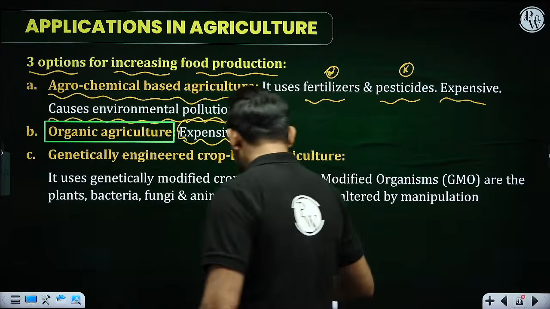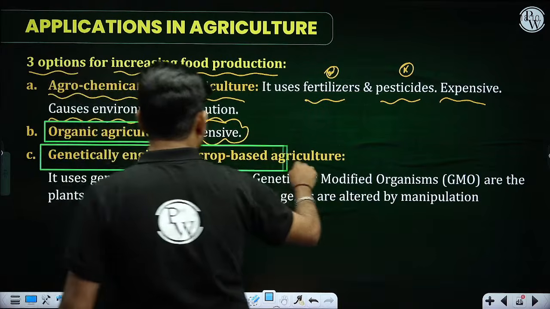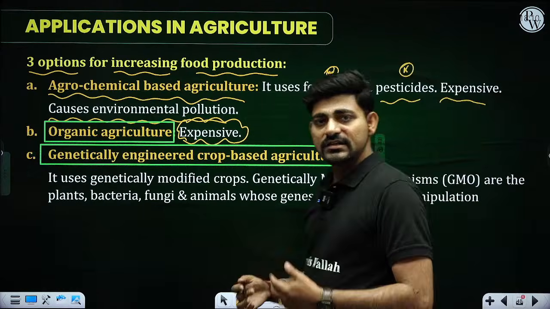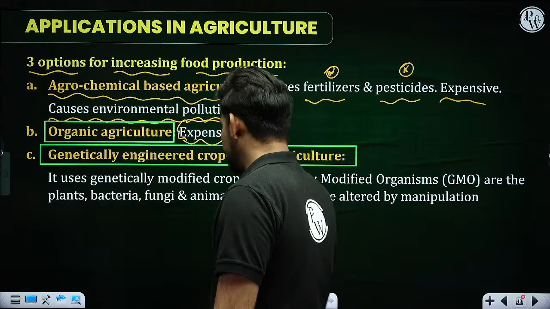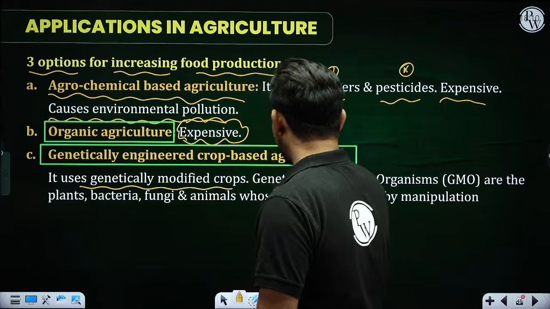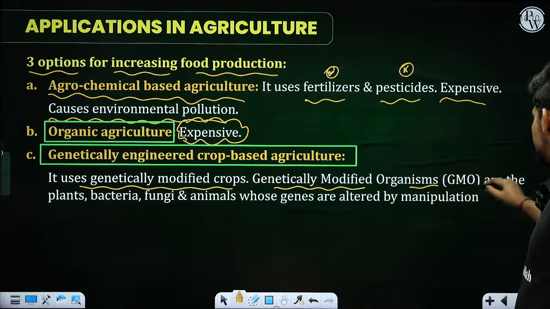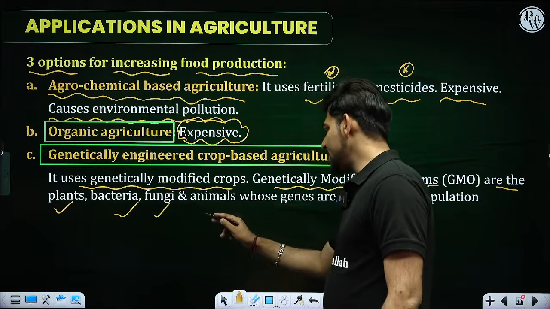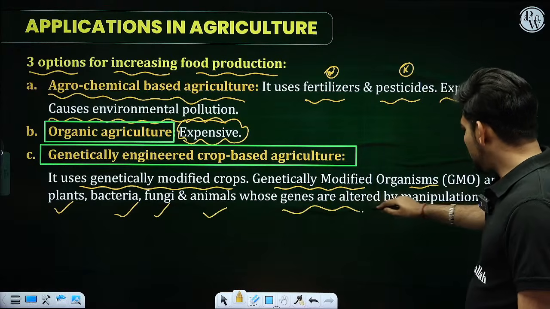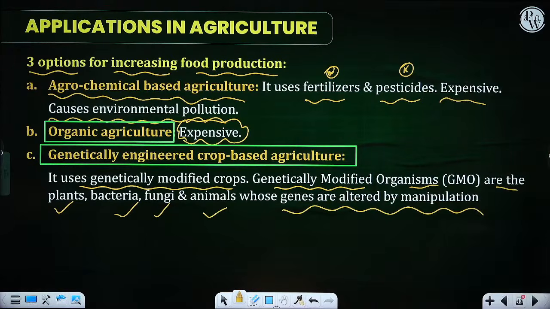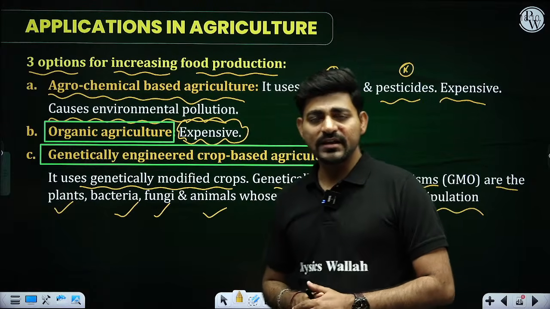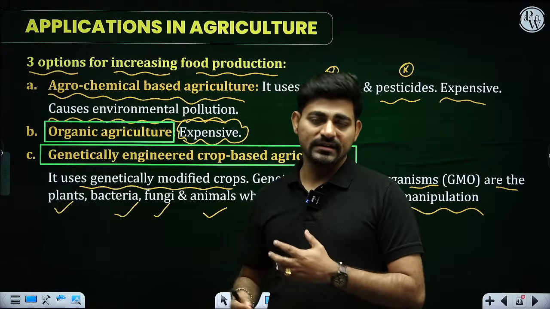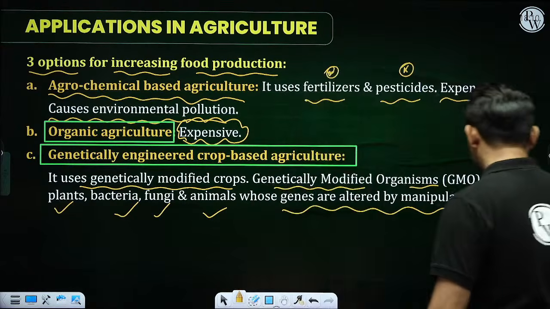So that's why we can think of the third option, we can explore genetically engineered crops or GMO, genetically modified organisms. So it uses genetically modified crops, and these genetically modified organisms are the plants, bacteria, fungi, animals whose genes are altered by manipulation. So here you don't need utilization of artificial or inorganic fertilizers as well as pesticides.